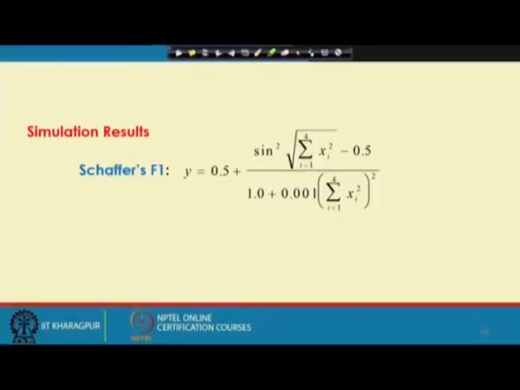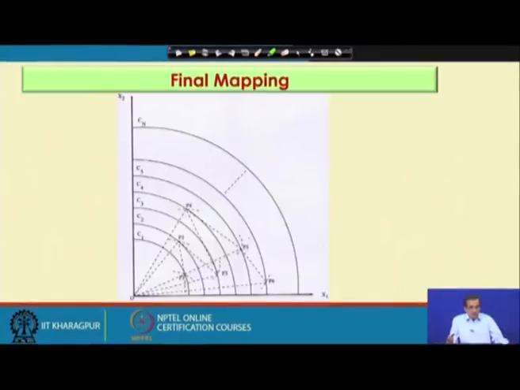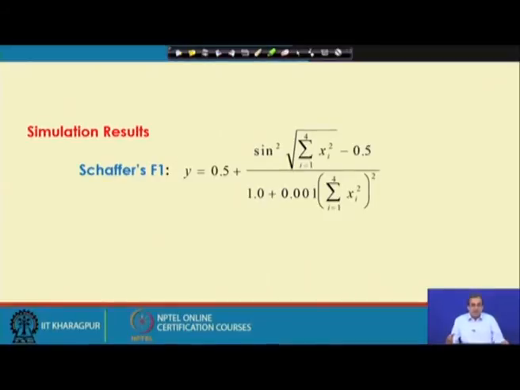Now, using this method, the self organizing map, there is a possibility that you will get a very good mapping in the lower dimension. To test the performance, we take the help of a test function, the very famous Schaeffer's F1 test function. This is the mathematical expression of this particular Schaeffer's test function.